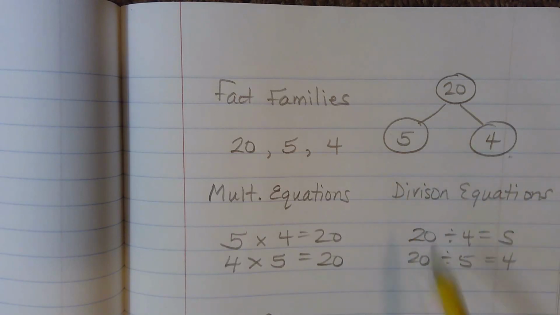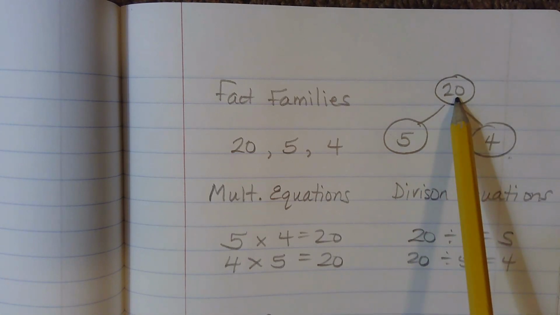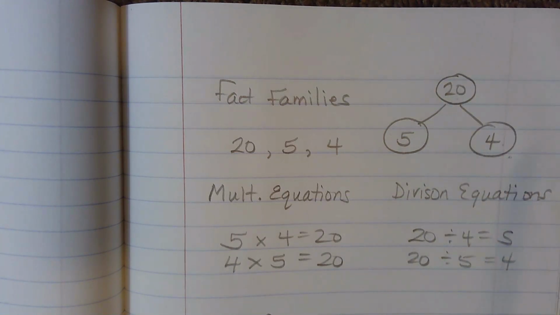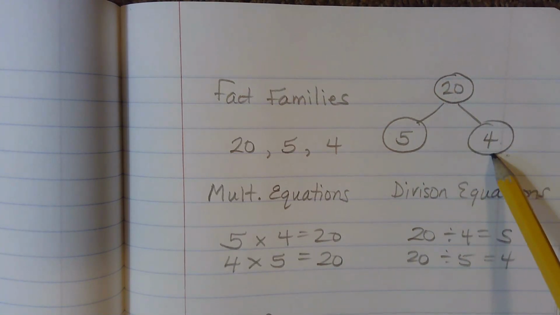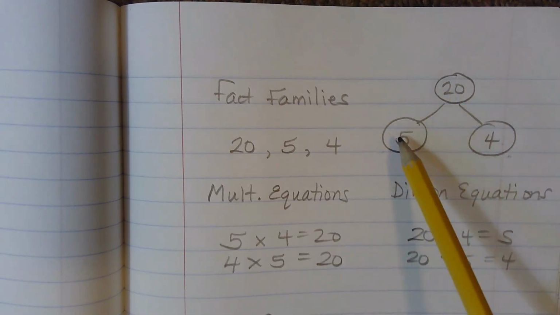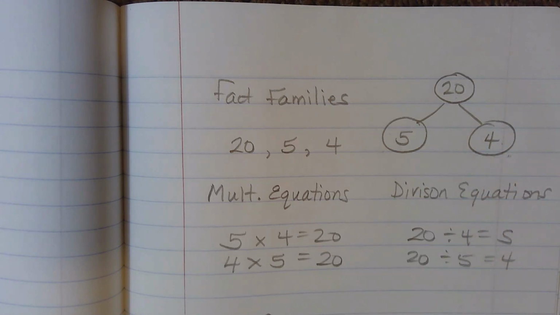So using the same concept of a number bond, we're going to use it with multiplication and division. Okay, so we could do 5 times 4, and that equals 20. We could do 4 times 5, that also equals 20. With division equations, we could do 20 divided by 4, and that gets us 5. We could also do 20 divided by 5, and that gets us 4.